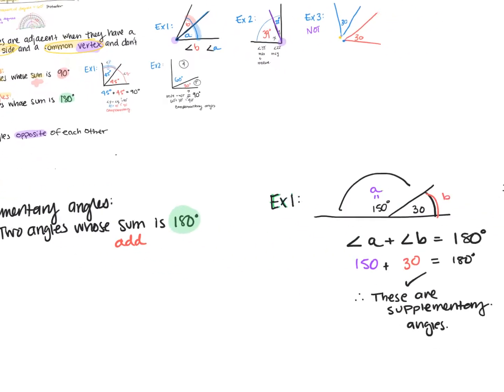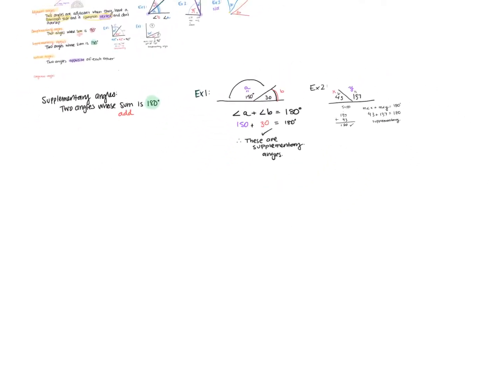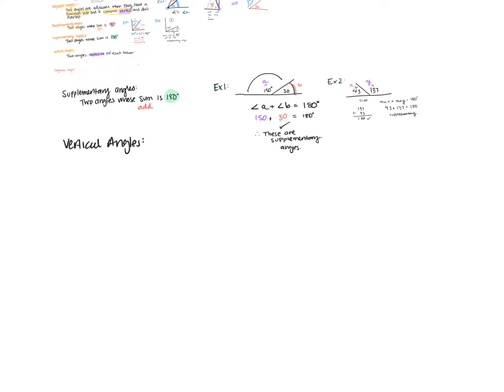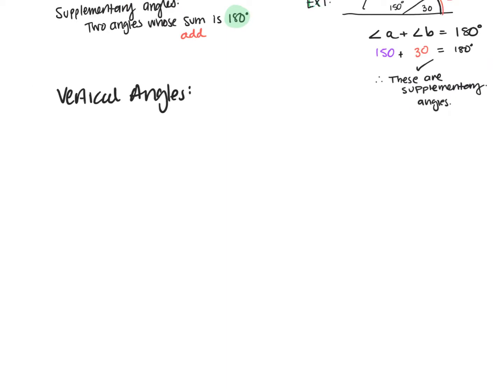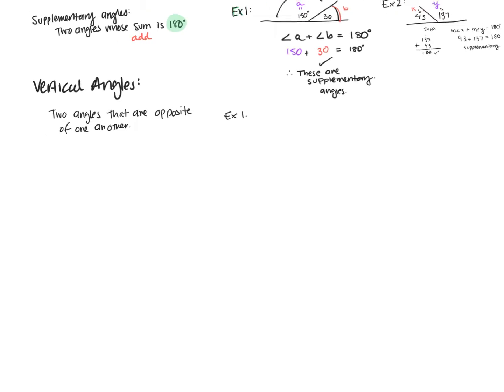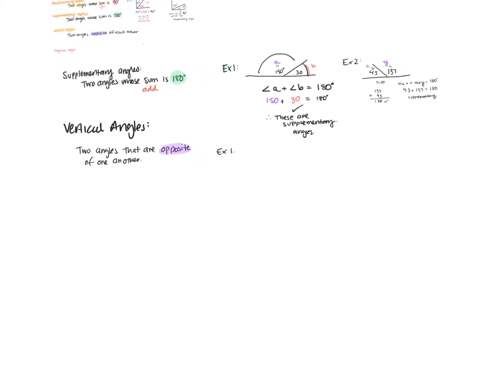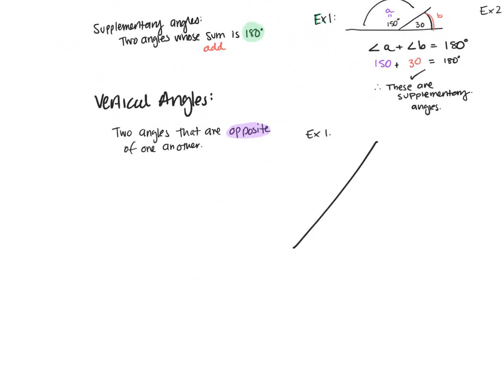So we're gonna scoot down here, guys. So vertical angles are angles that are opposite of each other. So in order for you to have angles opposite, you need to have lines, right, that make what I call V angles.